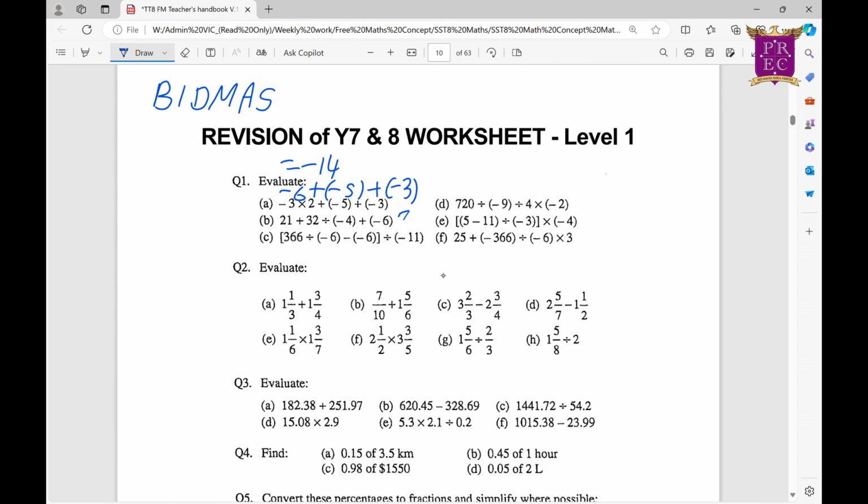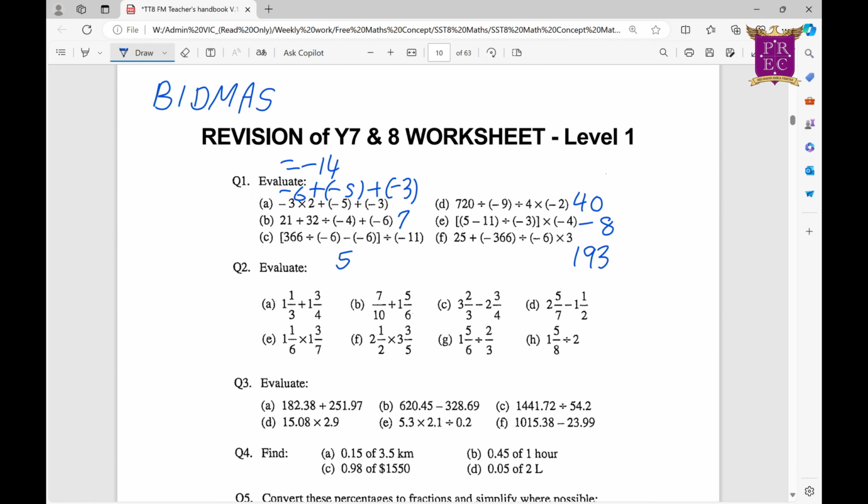Okay, so B is 7, C is 5, D is 40, E is -8, and F is 193. Okay, what I recommend that you guys do is pause the video before attempting these questions, and then attempt them. Just mark your work and see where you went wrong and how you went wrong, and then work your way up towards the correct answer.